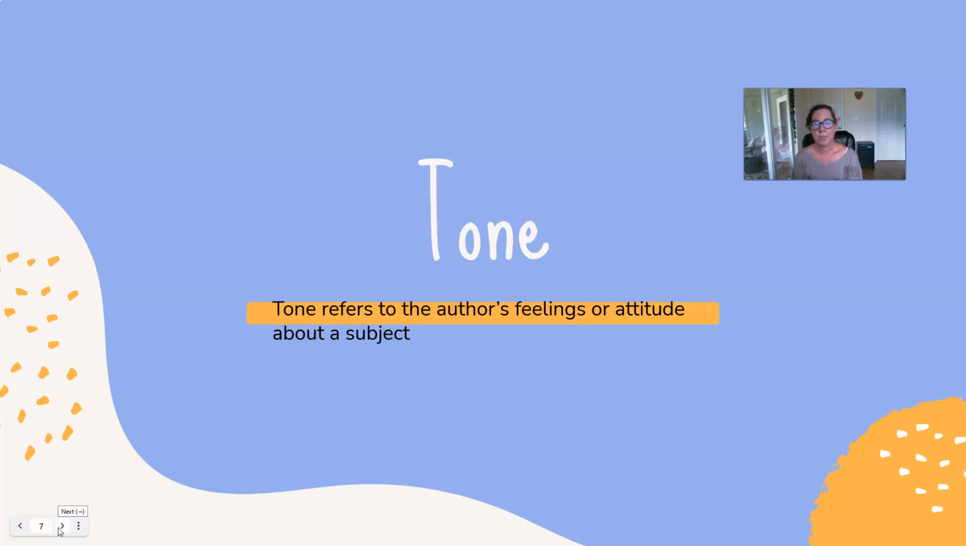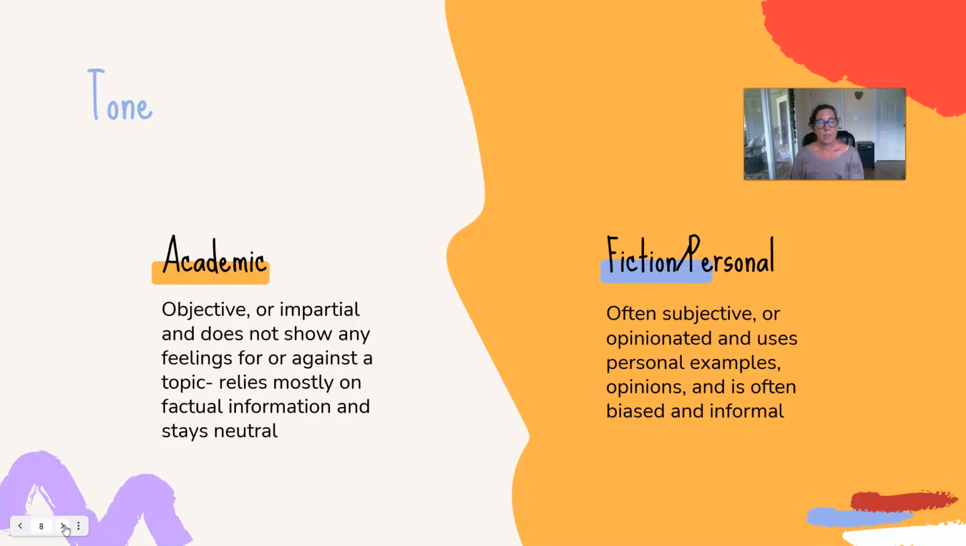Tone in writing refers to the author's feelings or attitude about a subject. In an academic style, the tone is objective or impartial. And that means that the writer is not showing any feelings for or against the topic. The writer is relying mostly or completely on factual information and stays neutral, as opposed to a fictional or personal tone, which is often subjective, uses opinionated personal examples, and is often biased and informal.